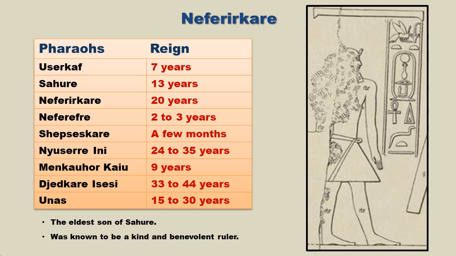Neferirkare was the eldest son of Sahur, and became pharaoh after his father's death. His rule witnessed a growth in the number of administration officials. They became wealthy in their own right, which allowed them to build sophisticated mastabas. These high officials were even able to record their own biographies for the first time.